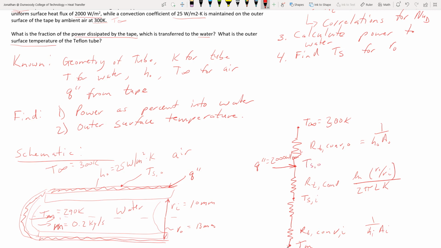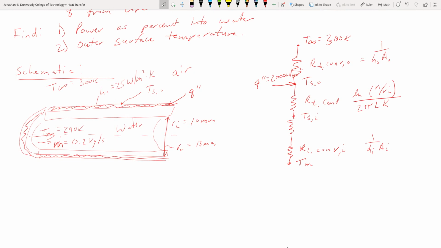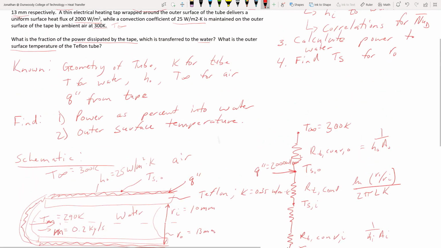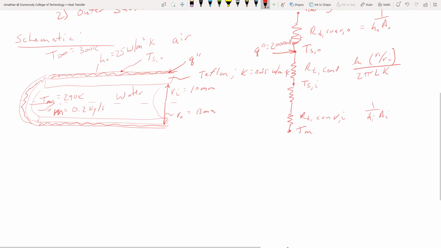All right, so I think that covers it. That's what we've got going on for our thermal circuit. Oh, and this is Teflon here. That might be helpful. k is 0.35 watts per meter Kelvin. All right, so there we go. And so, assumptions.